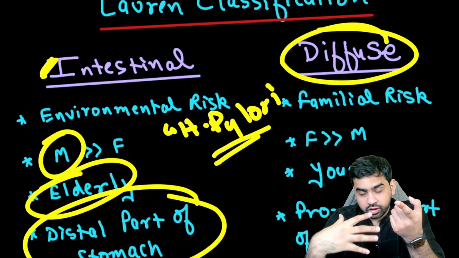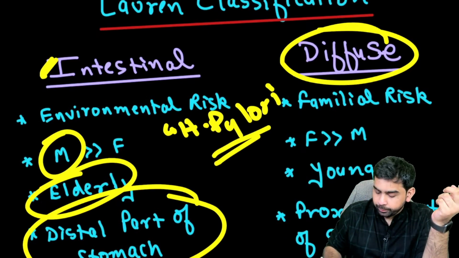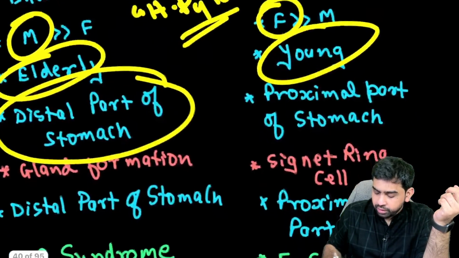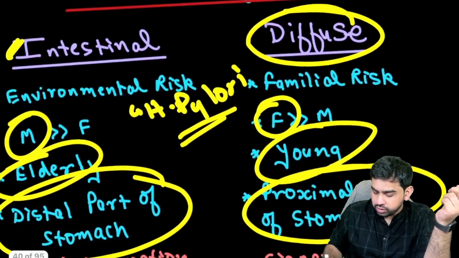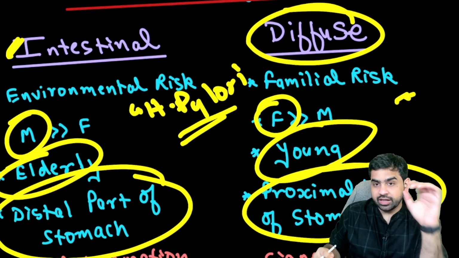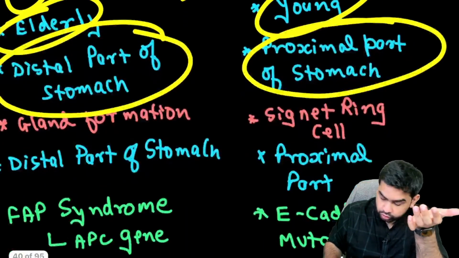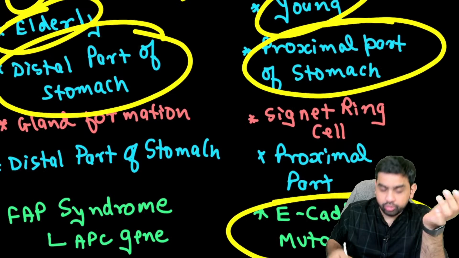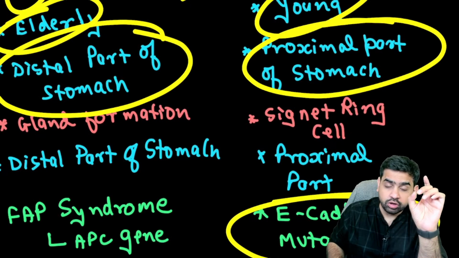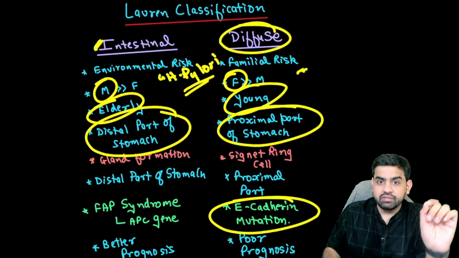It has a familial risk factor, more common in females as compared to males, occurring in the younger age group and the proximal part of the stomach. So what is the familial risk? There is a genetic E-cadherin mutation. Please remember, E-cadherin mutation is the one associated with the diffuse type of gastric cancer. Very, very important.